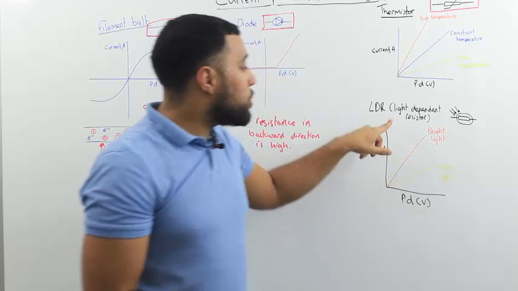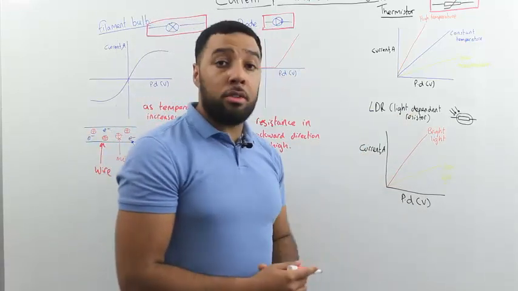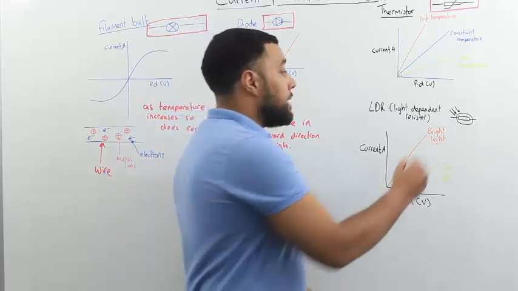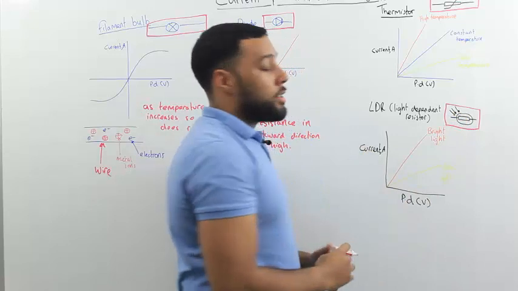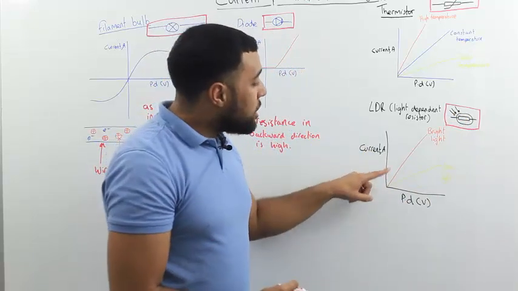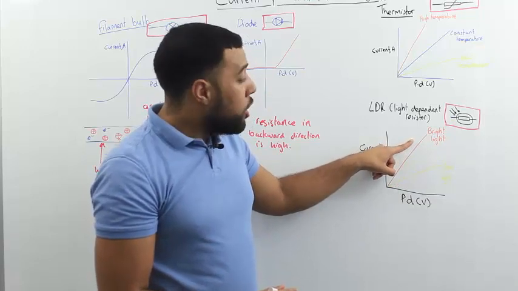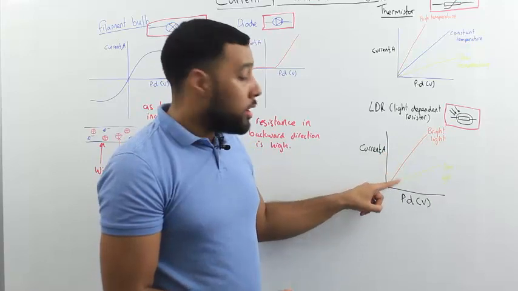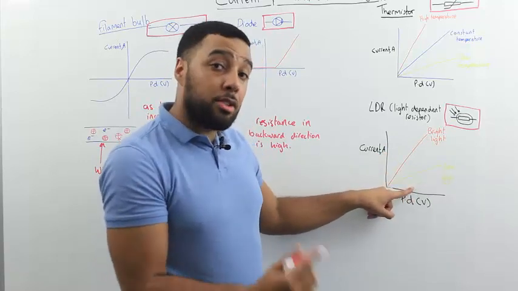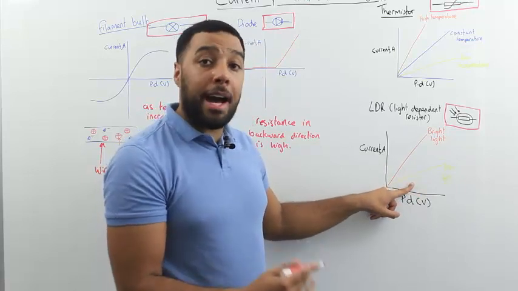Which is quite similar as well for an LDR, or what we call a light-dependent resistor. The light-dependent resistor has a symbol like so. And you can see here that the brighter the light, the lower the resistance, because more current is flowing through. The dimmer the light, the less current that flows through our LDR, which means it must have a higher resistance.